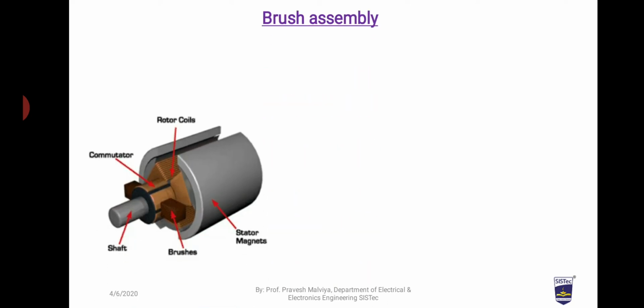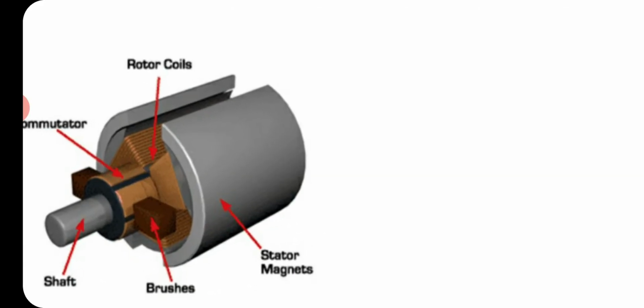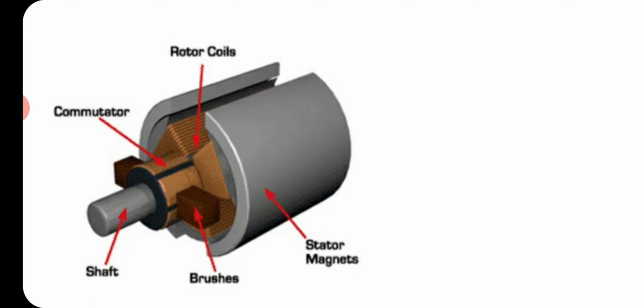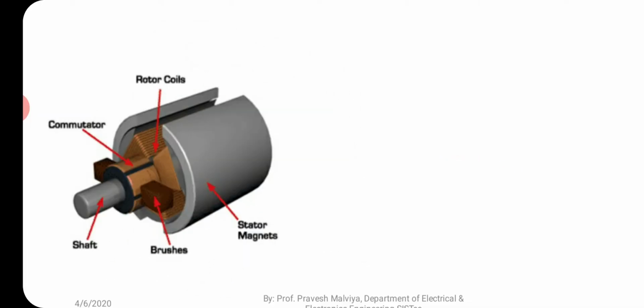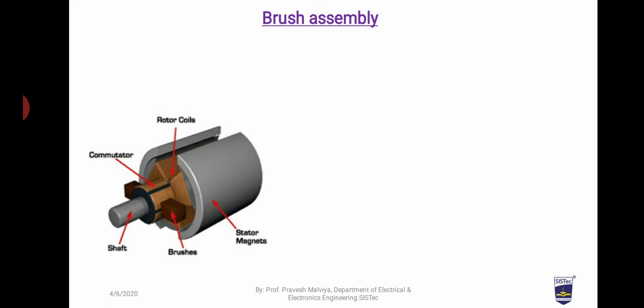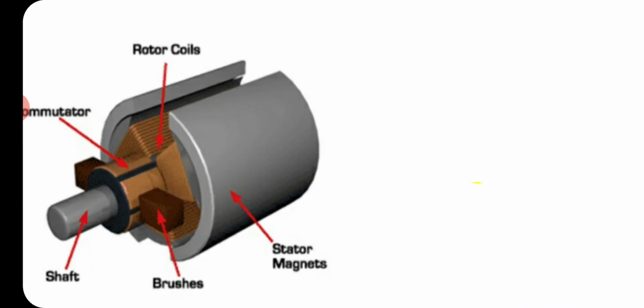Brush assembly. Now we saw that there is a rotating circuit, which is the armature circuit in a DC machine. That rotating circuit should be connected to the external supply, or external load in case of a DC generator. A rotating circuit cannot be connected easily with the external circuit. So for that we need to have brushes.